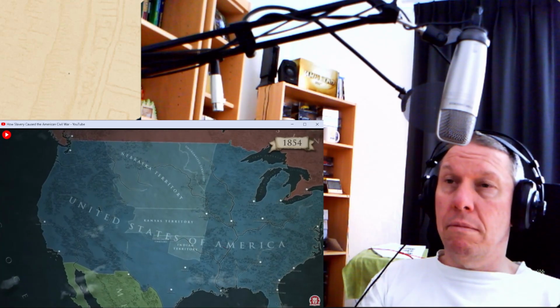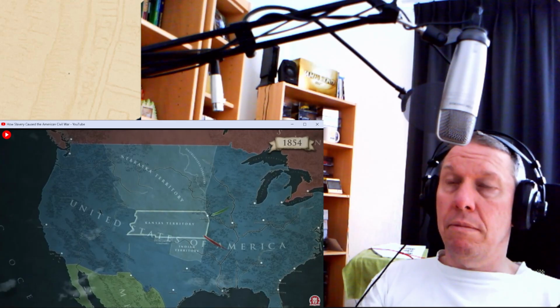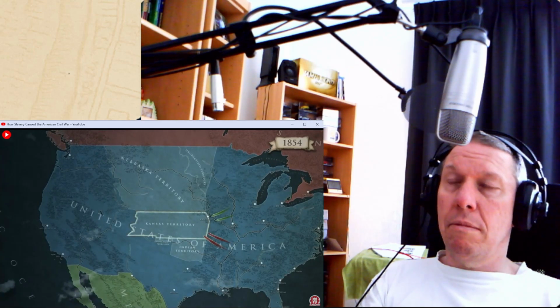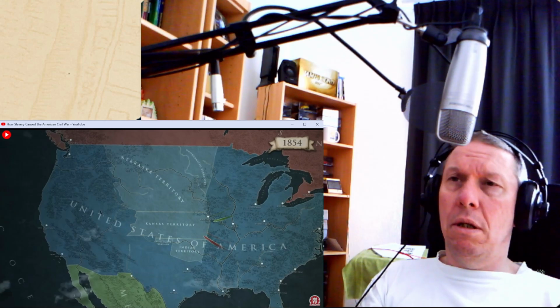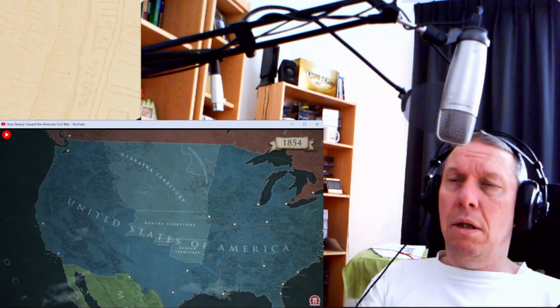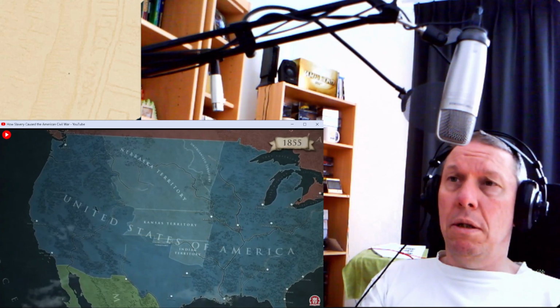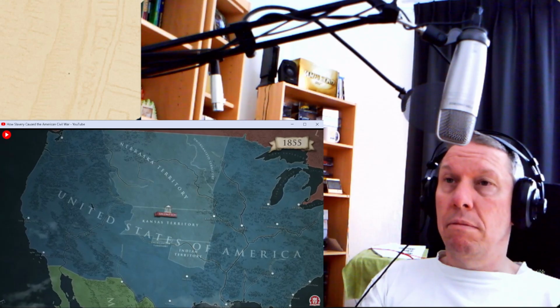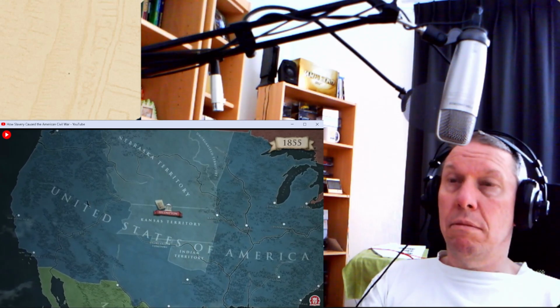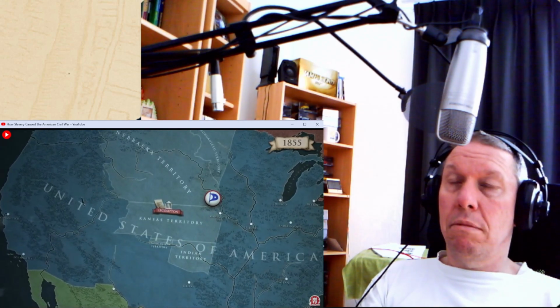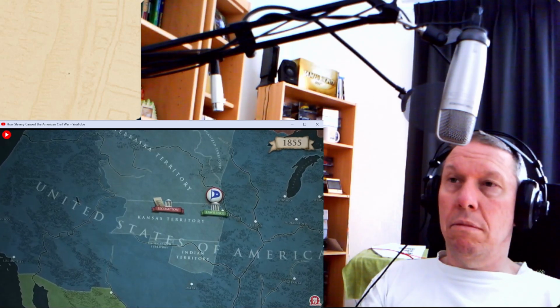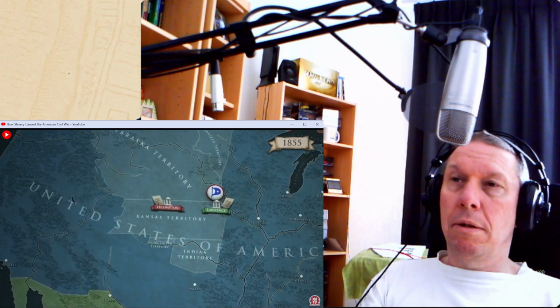Both sides would persuade people to move to Kansas to increase their votes. This resulted in two different factions and even legislatures. In March of 1855, a pro-slavery government was set up and recognized, while the anti-slavery Free Soilers Party set up their own legislature and outlawed slavery.